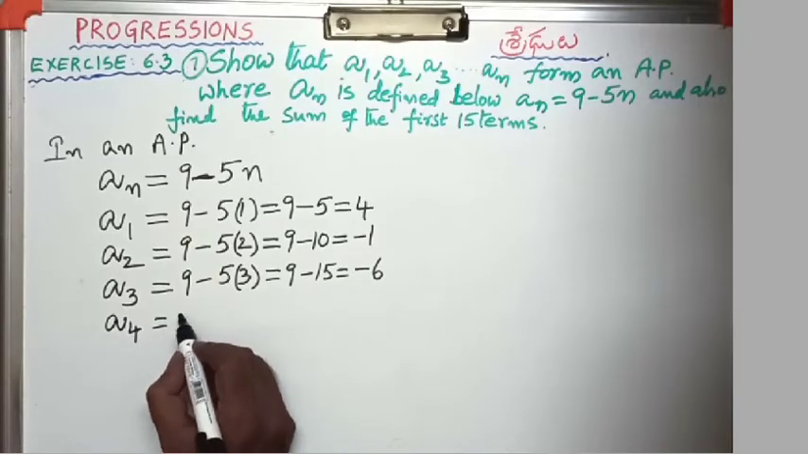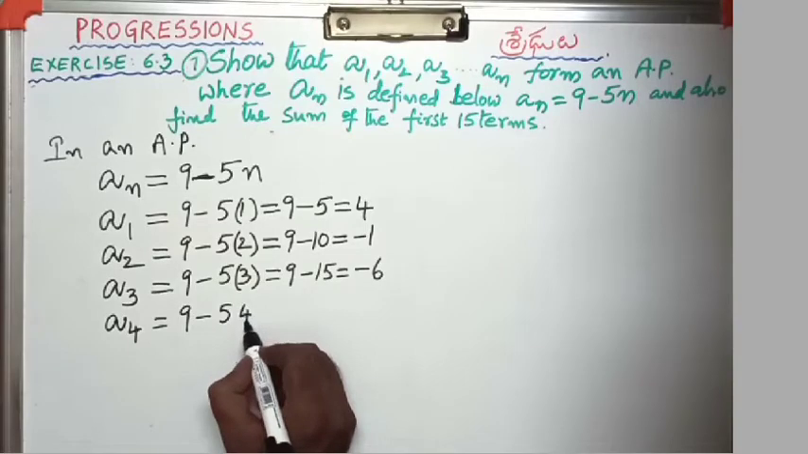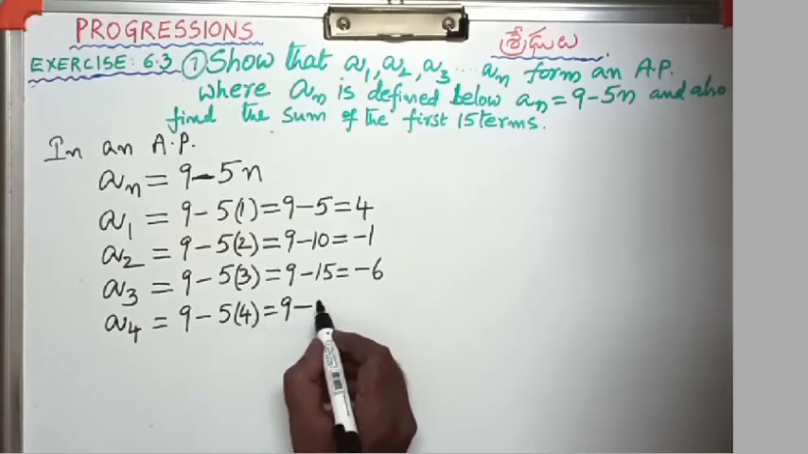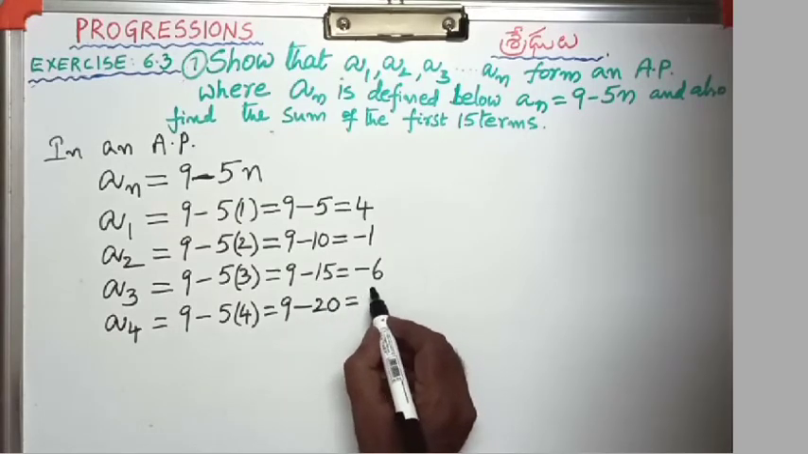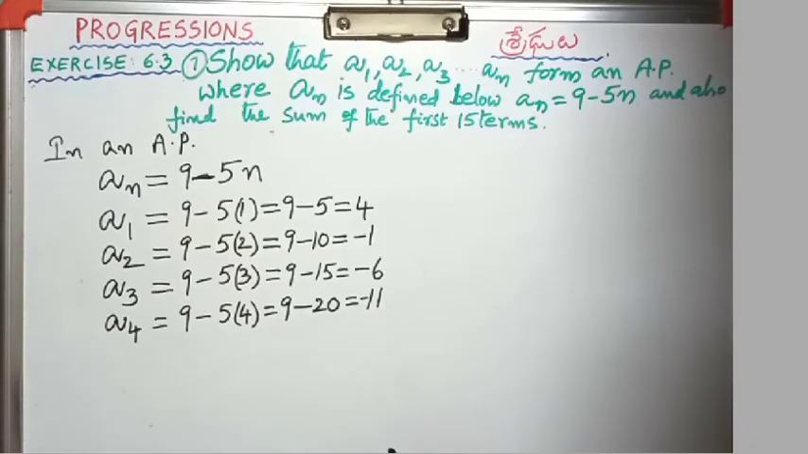A4 is equal to 9 minus 5 into 4. That equal to 9 minus 5 4s are 20. That equal to 20 minus 9 is 11. Biggest number 20, 20 symbol is minus, so minus 11. Okay now.